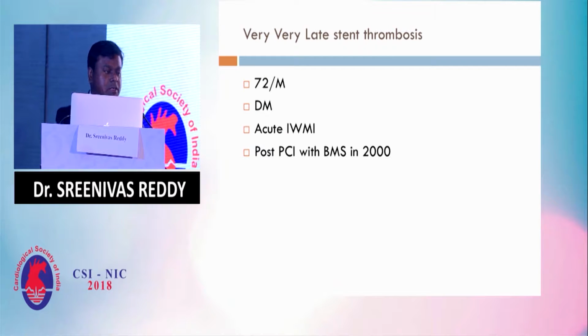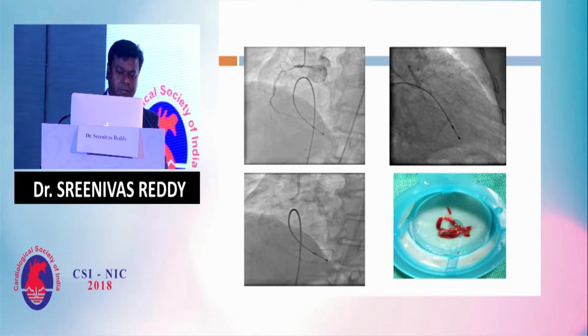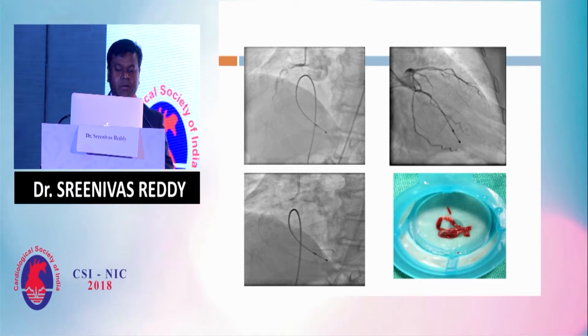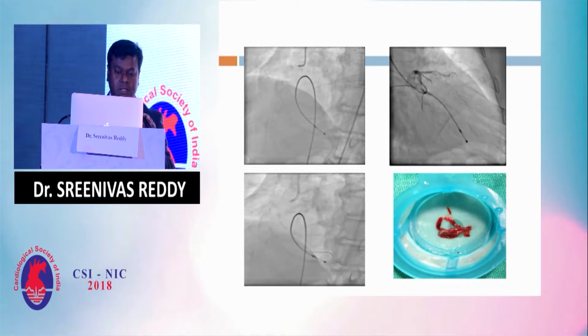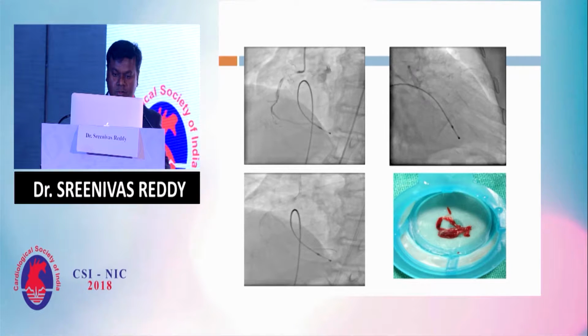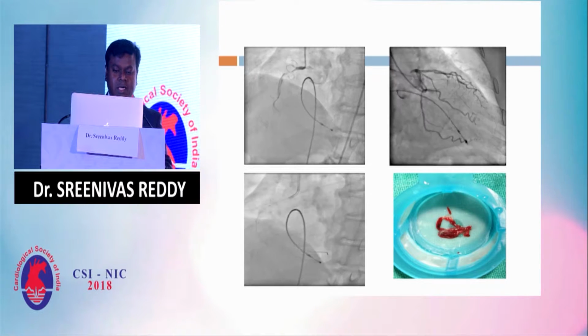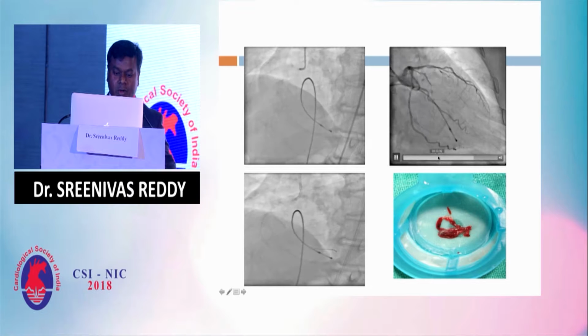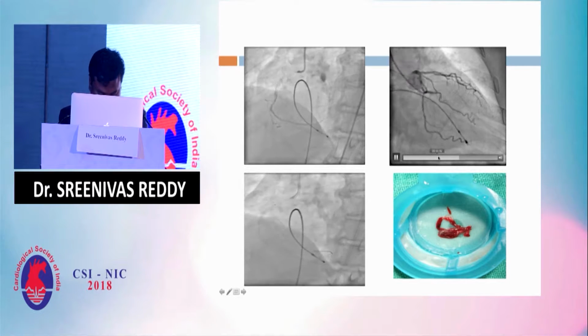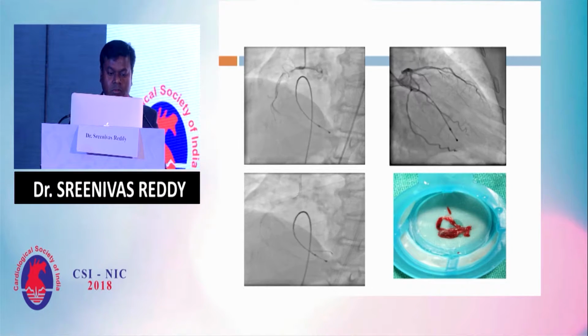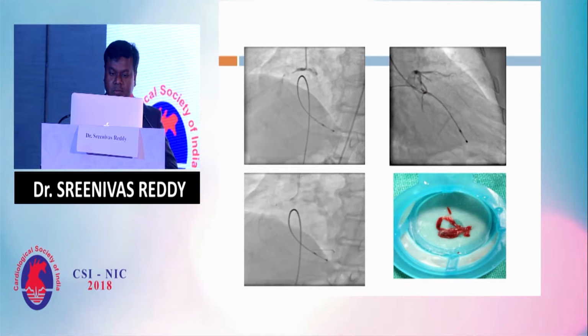The third case is a very late stent thrombosis, in a 72-year-old male who is a diabetic, with acute inferior wall MI, post-PCI with BMS in 2000, almost 2 decades after the first BMS implantation. So that's the angiogram. The imaging helps in identifying the pathogenesis and the mechanism, whether it's neoatherosclerosis or late stent malapposition, etc. After aspiration of this, you can see there was a large thrombus we could retrieve.